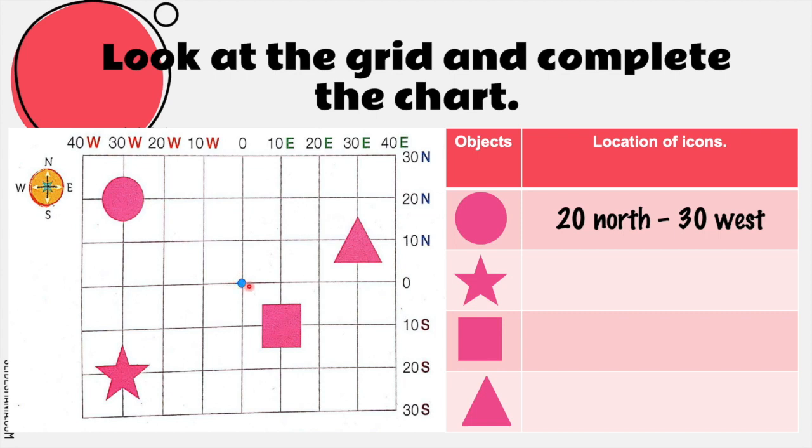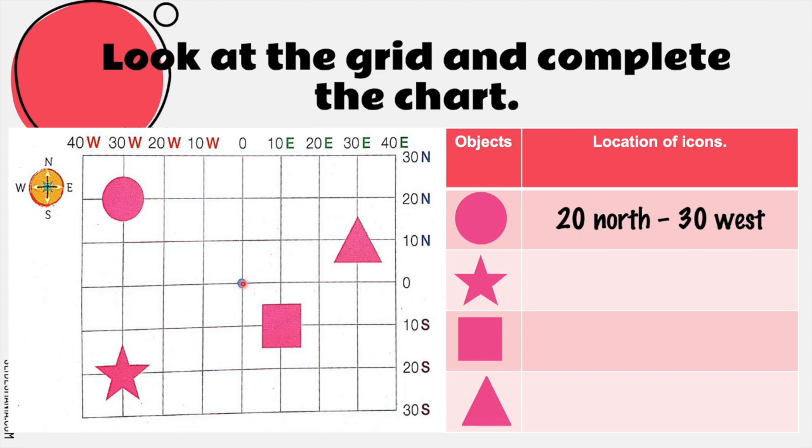This little blue circle is going to be our point of reference. So now you have to tell me, this pink circle, is it north or south? Yes, it is north, but to which number? It is 20 north. Now let's go back to the blue circle. Is it on the west side or on the east side?